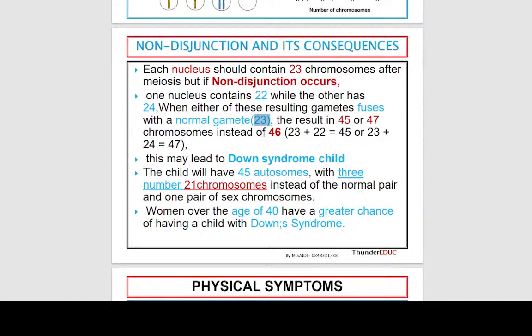But this non-disjunction must be on chromosome number 21. Because if it occurs on another chromosome number, it won't lead to Down syndrome. It will be another syndrome. If it occurs on the sex chromosome, it can be Klinefelter syndrome or Turner syndrome. So it depends on what chromosome number it is.